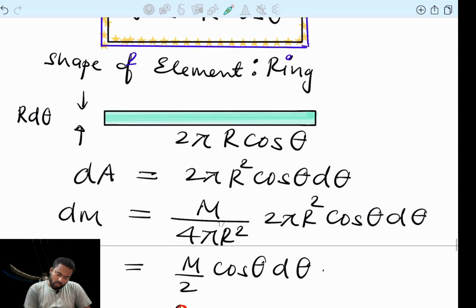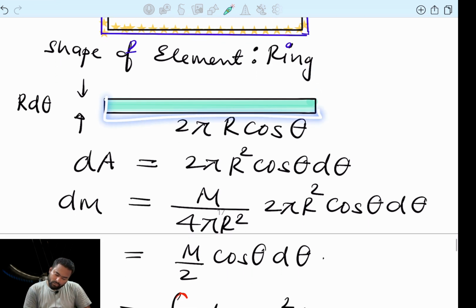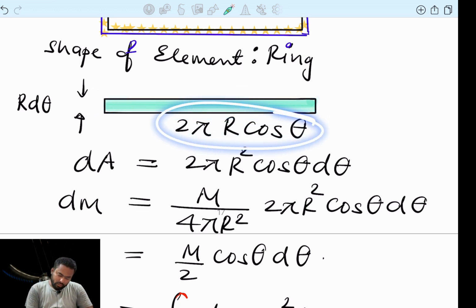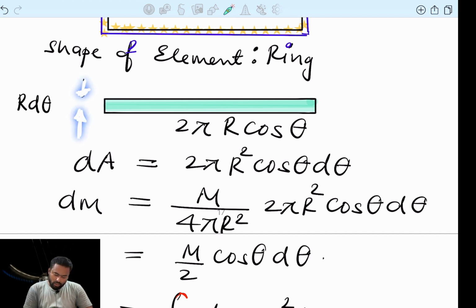So the ring can be cut to form a rectangle. This length would be the circumference, 2 pi radius, 2 pi r cos theta, and the width would be the arc length r d theta. So the elemental area is 2 pi r square cos theta d theta.